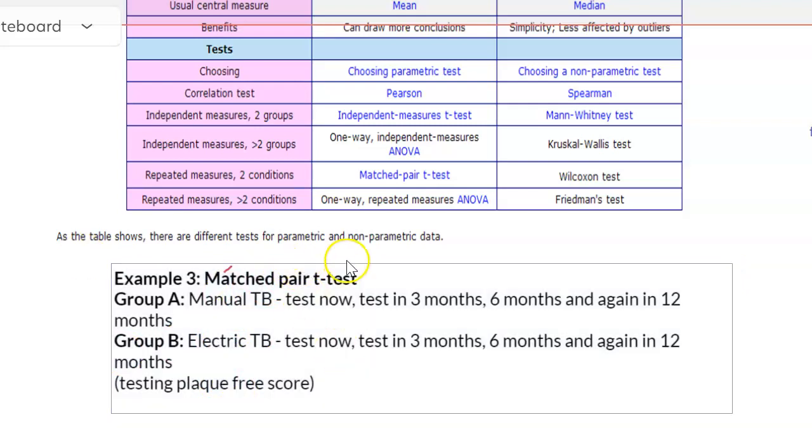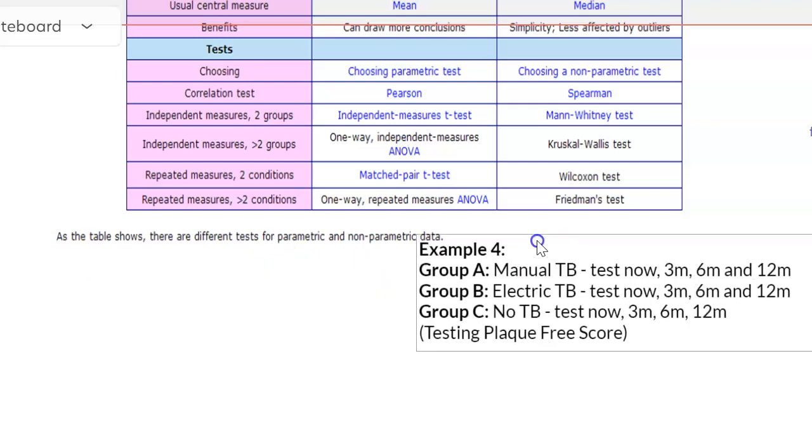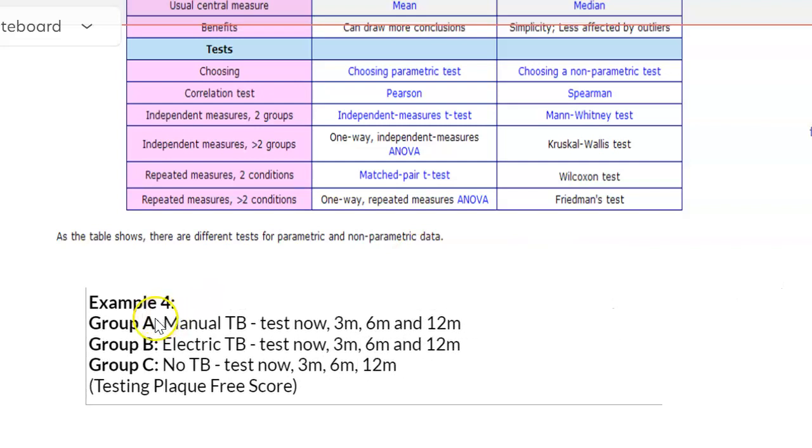Okay, let's look at example 4. Here we have 3 groups. Group A is given the manual toothbrush. Group B is given the electric toothbrush. Group C, the third group, is given no toothbrush. I asked them to come now, and I'll test their plaque score. I'll ask them to come again in 3 months, again in 6 months, and again in 12 months. The same applies for Group B, who are given the electric toothbrush. They'll come now to test for the plaque score, again in 3 months, 6 months, 12 months. Same thing with Group C.